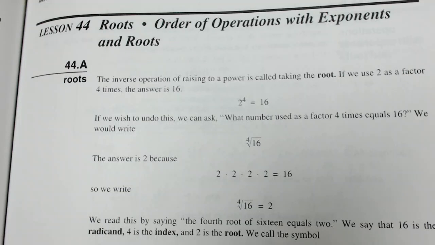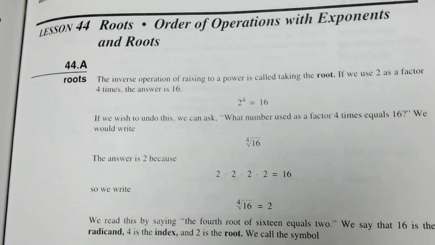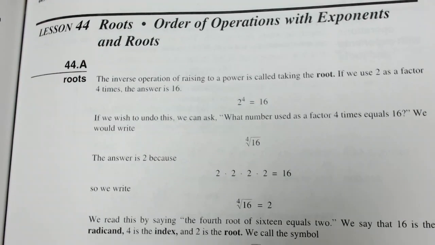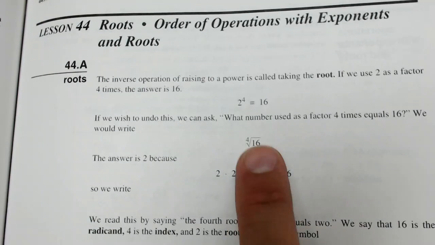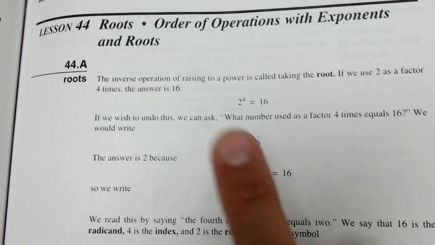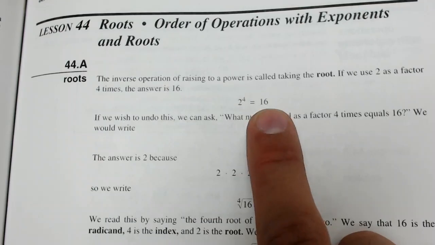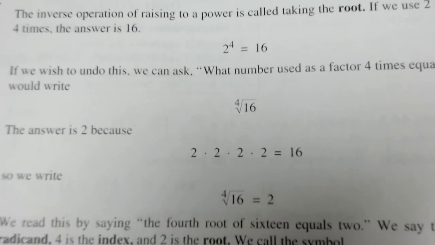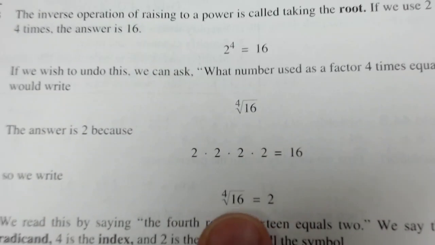Pre-algebra, lesson 44: roots, and order of operations with exponents and roots. So let's start with roots first. Roots are like the inverse operation of exponents. We can see that really clearly in our example, where 2 to the power of 4 is equal to 16, and the fourth root of 16 is actually the number 2.